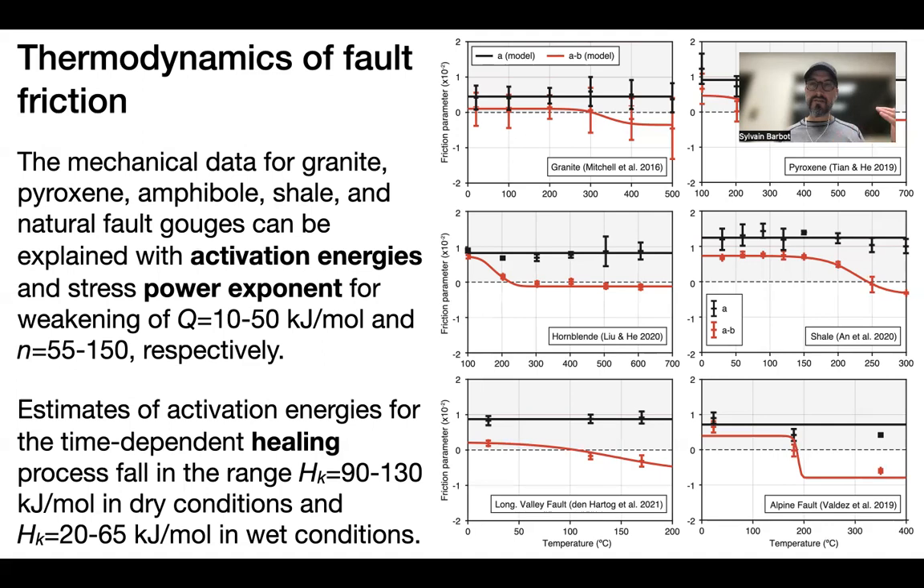Second, we can explain the transition from velocity strengthening to velocity weakening using different activation energies for the first and second healing mechanisms in the range of 90 to 130 kilojoule per mole in dry conditions, and in the range of 20 to 65 kilojoule per mole in wet conditions. And that mimics the different types of activation energies found for viscoelastic processes in dry and wet conditions.